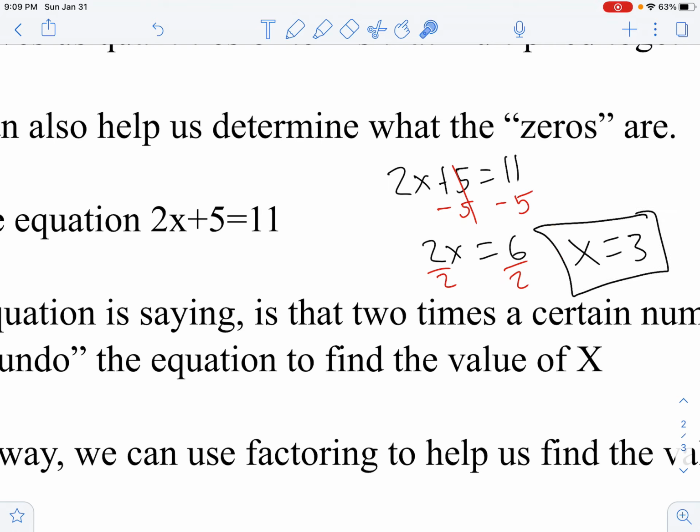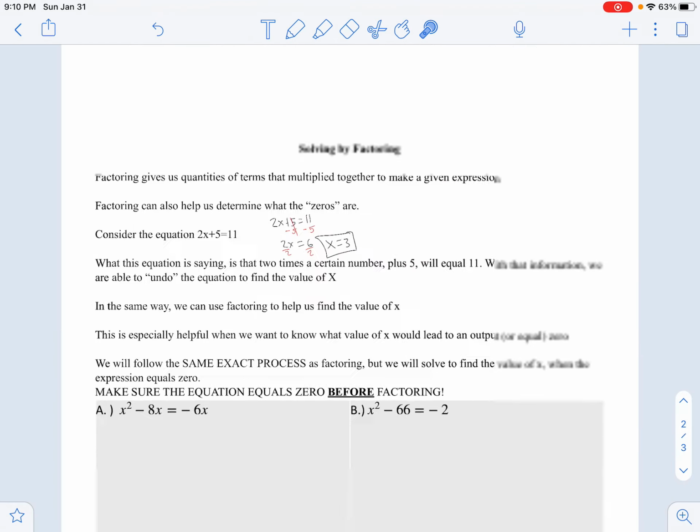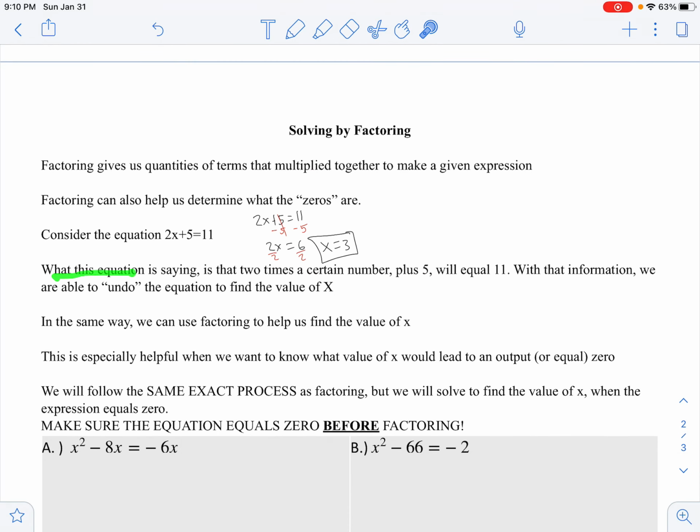And if we were to plug that in, 2 times 3 makes 6, plus 5, 6 plus 5 does equal 11. So what this equation is saying is that 2 times a certain number, which we found out to be 3, plus 5 will equal 11. And with that information, we are able to undo the equation, which you saw me do here, in order to find the value of x.